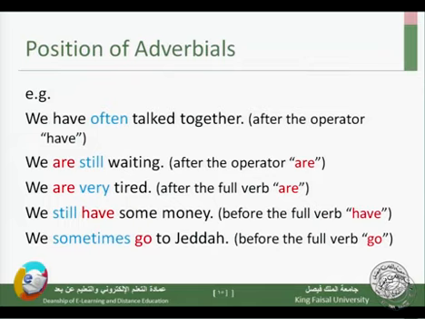We are still waiting. Here we have are waiting. Are waiting is a complex verbal group. We have the verb to be, which is the operator in this case, are, and still, the adverb, came after the verb to be and before the main verb. So are still waiting.